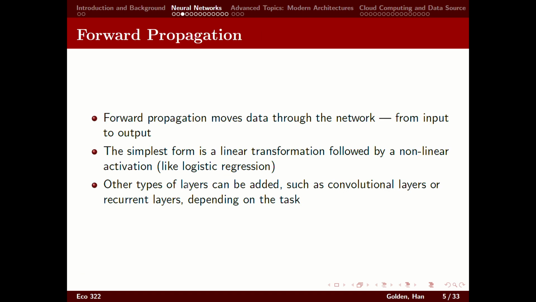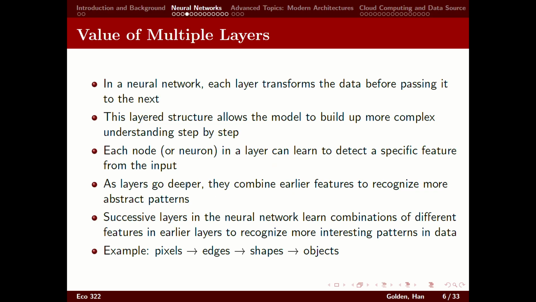Forward propagation moves data through the network from input to output. The simplest form is a linear transformation followed by nonlinear activation, like logistic regression. Other types of layers can be added, such as convolutional layers and recurrent layers, depending on the task. In a neural network, each layer transforms the data before passing it to the next. The layered structure allows the model to build up complex understanding step by step.